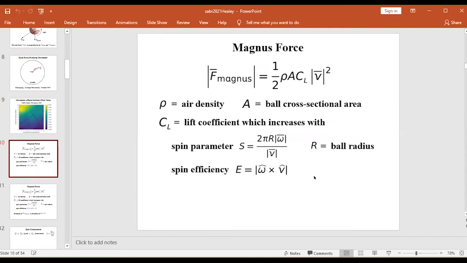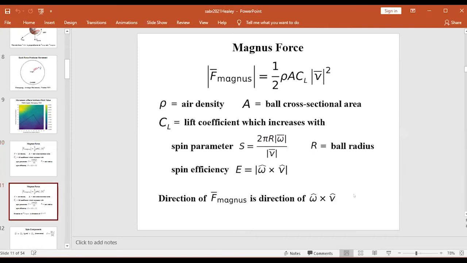So I'm going to talk about the Magnus and the side forces and how the pitchers can use these to try and control the shape of the pitch, try and optimize results. And here we've got the magnitude of the Magnus force. It depends on things like rho, the air density, and CL, the lift coefficient. The lift coefficient depends on the spin parameter, which is the ratio of the spin rate to the velocity, and also depends on the spin efficiency. So that's the magnitude, and then the direction of the Magnus force is in the direction of the cross product of the spin vector and the velocity.